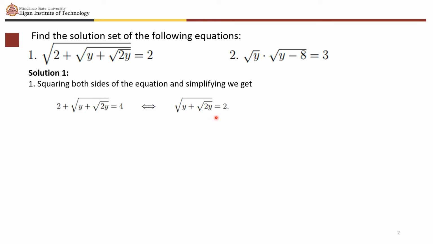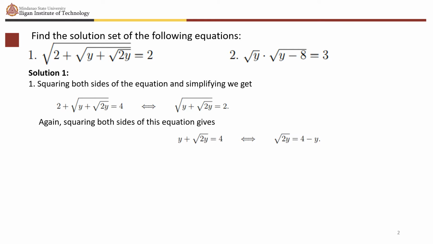And then we square this one again so that we will have y plus square root of 2y equals, when you square 2, that will give you 4. So we have the following here. You square both sides, and you have that one. That is, you get rid of the outer radical sign there.